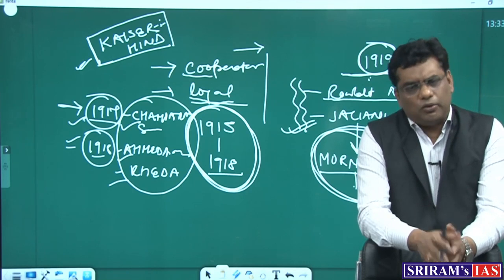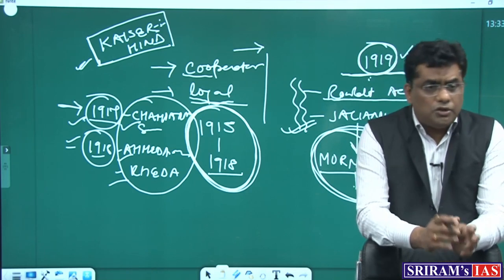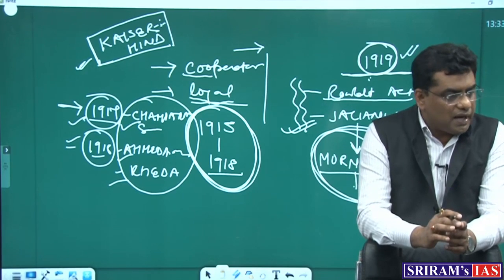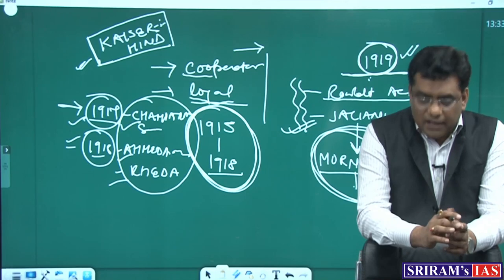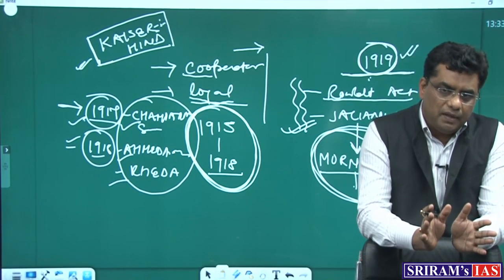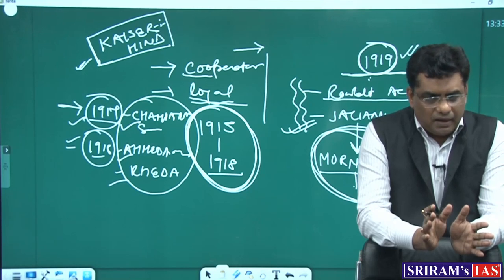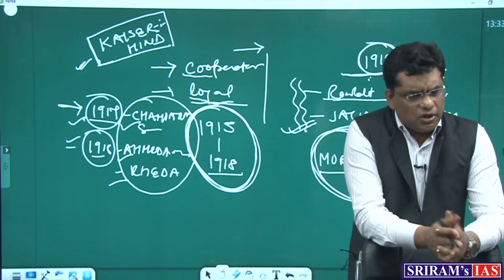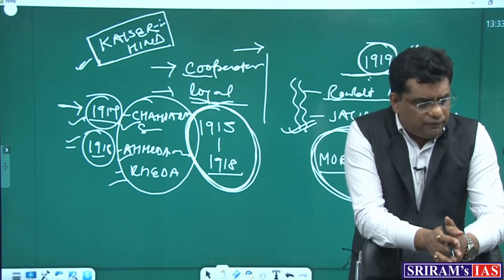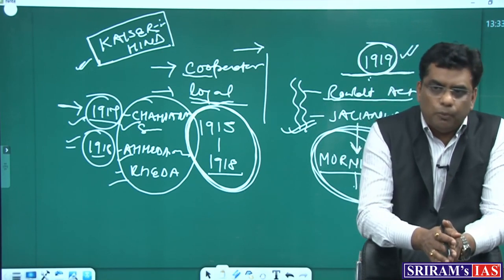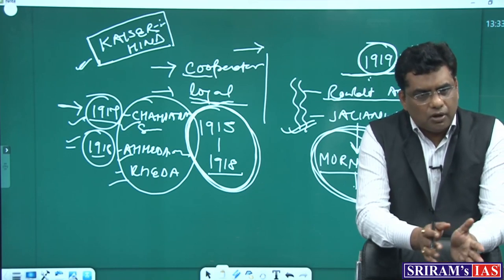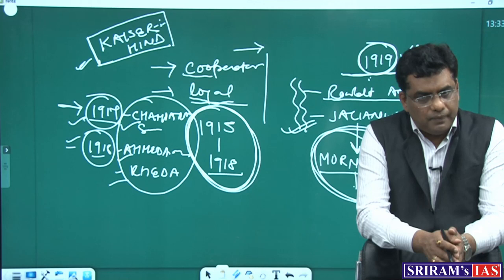So some Congressmen wanted to cooperate with the government under the Government of India Act 1919. But like we have C.R. Das, Annie Besant, Motilal Nehru, they were not in favor of launching the non-cooperation movement. But Gandhi convinced them, and thereafter the non-cooperation movement had started.